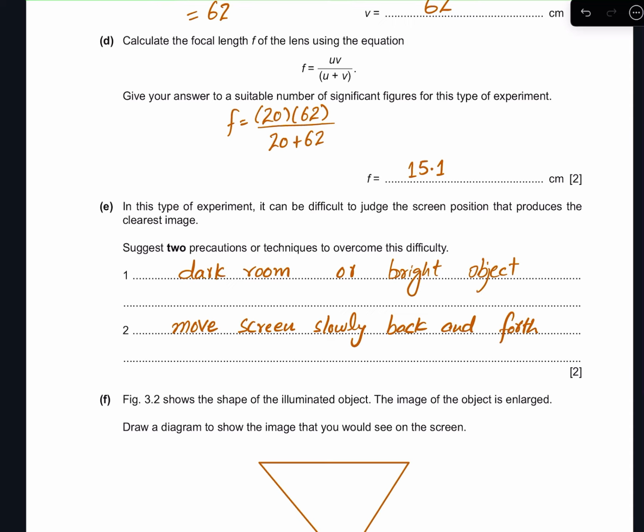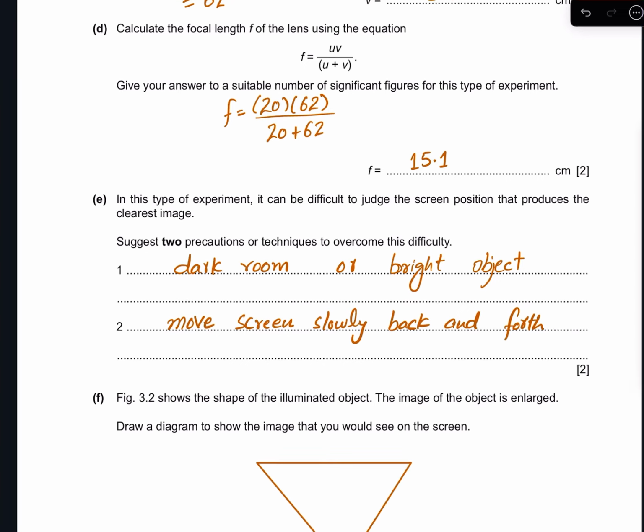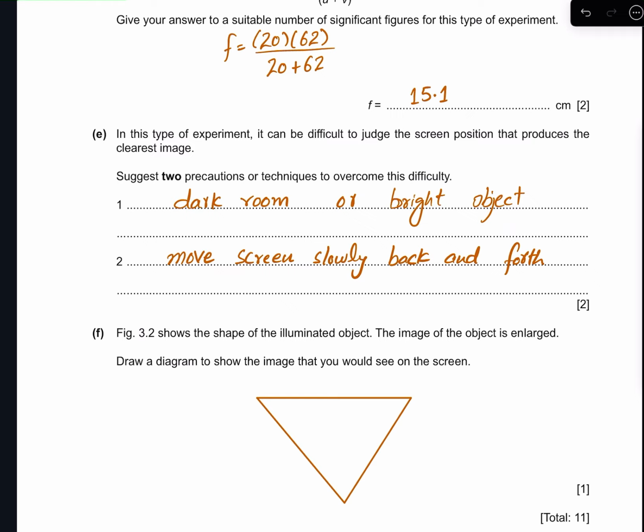In question part E, in this type of experiment, it can be difficult to judge the screen position that produces the clearest image. So write two precautions or techniques to overcome this difficulty. This experiment is from the light chapter. Mostly in light experiments we can write the same precautions. One precaution is you can use a dark room. Or you can use a bright object. It's the same thing. I am writing it down here. It means you have to write one of the two.